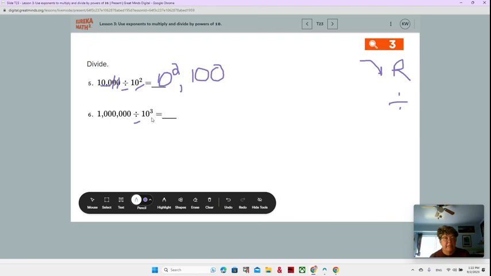So now 1 million divided by 10 to the third power. Let's try it. Take away 3 zeros because I'm dividing by the third power. I'm dividing by 10 times 10 times 10, which is the same as dividing by 1,000. And I have 1,000 left, which is 10 to the fourth power, which is the same as 1,000. All right. Wow. I know. Can do some pretty good math now, can't you? Right. Okay, now let's go to number 7 and 8.